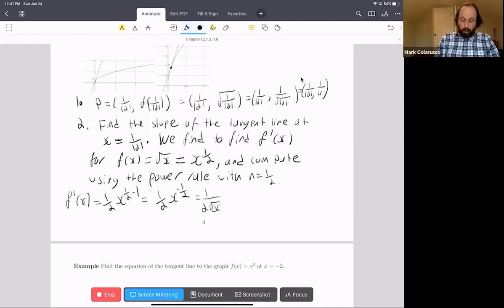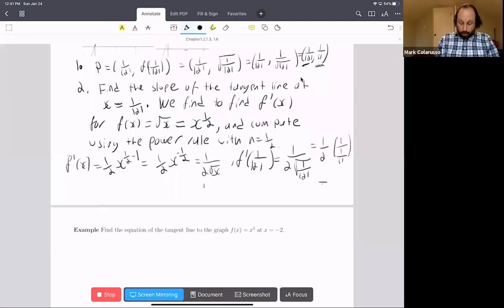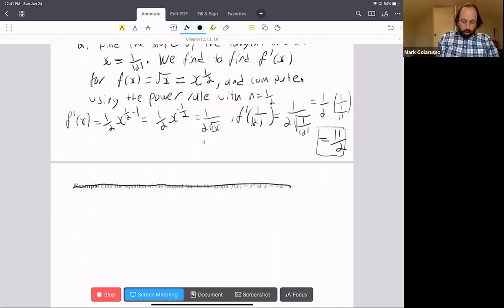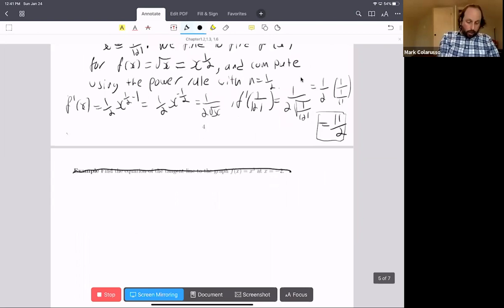And then we need to evaluate this at x equals 1/121. So f prime at 1/121 is 1/2 times 1 over the root of 1/121, which is 1 over 1/11. So you flip the 11, because 1 over 1/11 is 11. So the whole thing becomes 11/2. Okay, so I'll cross this out for a second. Let's finish this down here.